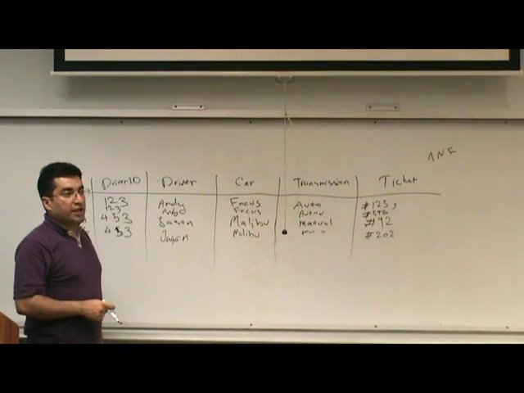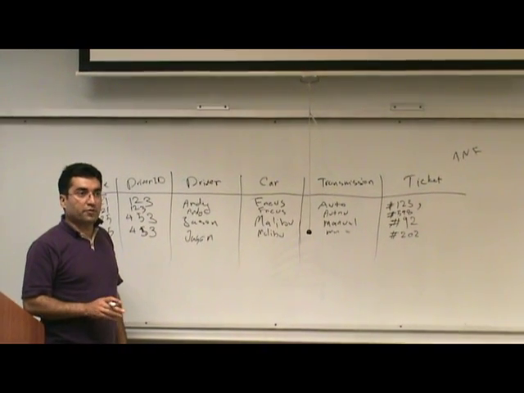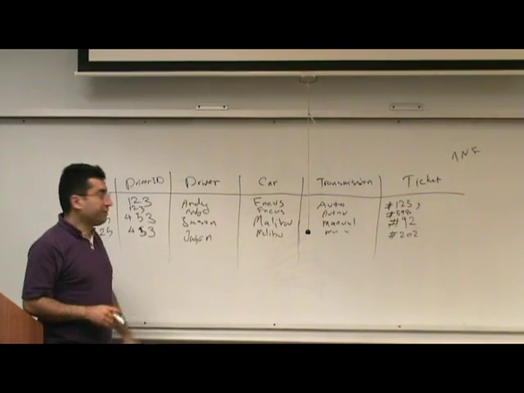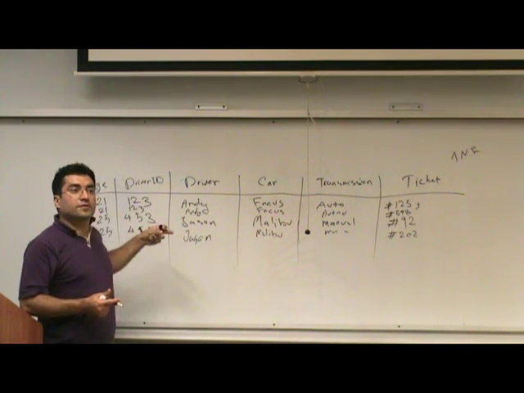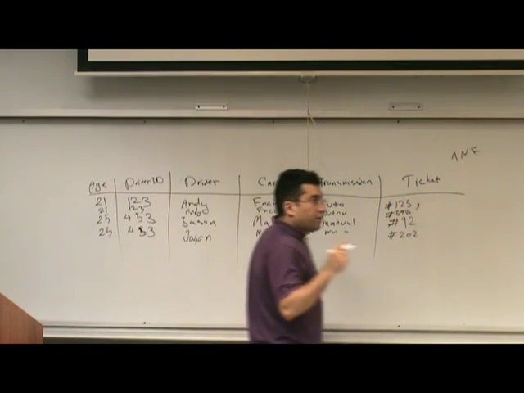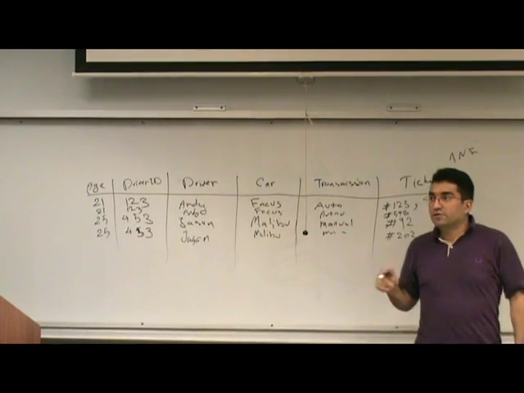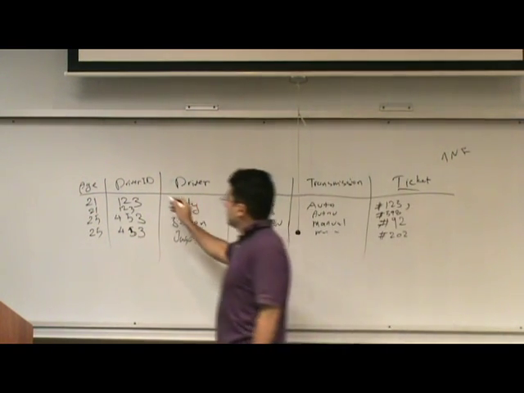What is the key in this table? Just driver ID? You have 4 rows. If you have driver ID, for example, 1, 2, 3, there are really 2 rows. So driver ID by itself cannot identify a row. Driver ID and ticket number together can identify a row. This is the driver ID and ticket number.